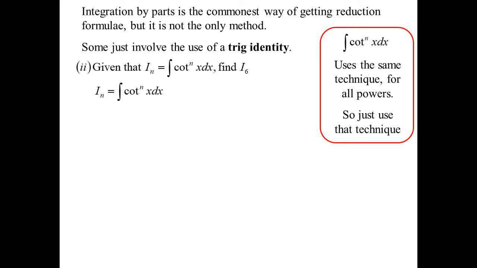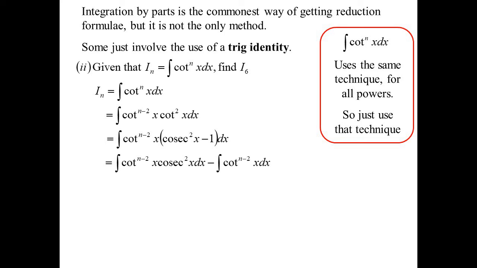So cot^n, I pull out the cot squared. The cot squared, I can make cosec squared minus 1, which I can now split into 2 integrals. The first one I can work out via a substitution. The second one, you'll notice, is the same as my original integral, but the power has been reduced by 2 in this case. So our substitution would be u equals cot x. du would be minus cosec squared x.